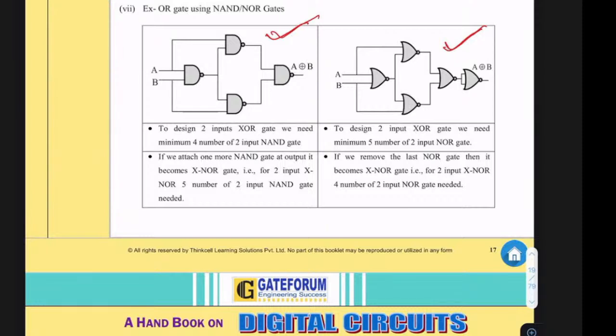Then if we attach one NAND gate at the output, it becomes XOR gate. That is, for 2 input XOR gate, 5 number of 2 input NAND gates are needed. Similarly, for 2 input XNOR, 4 number of 2 input NOR gates are needed.